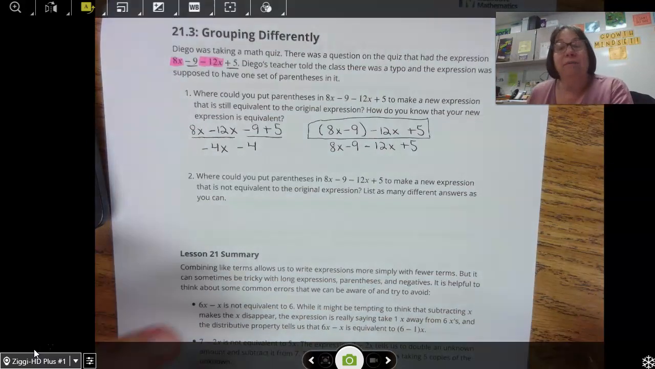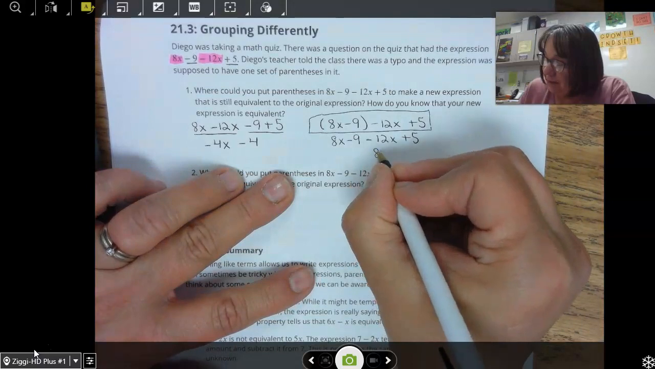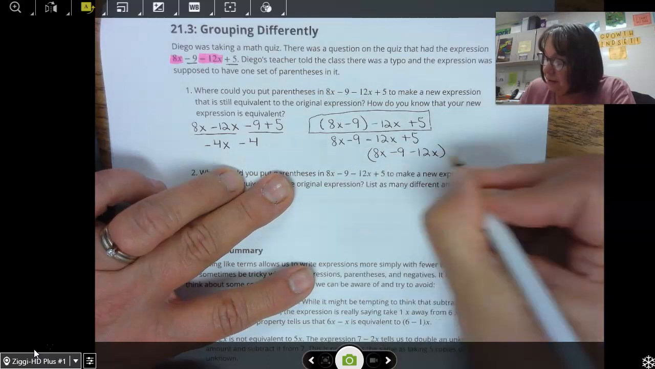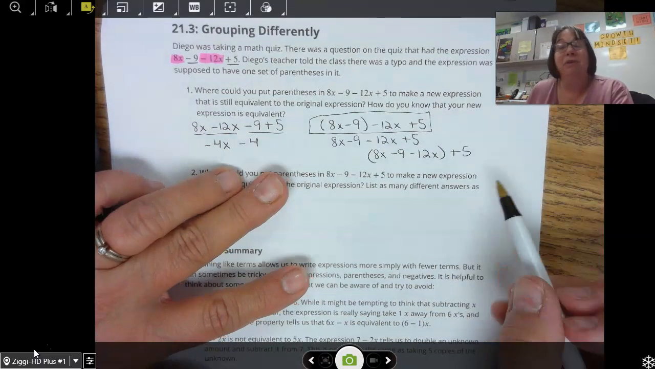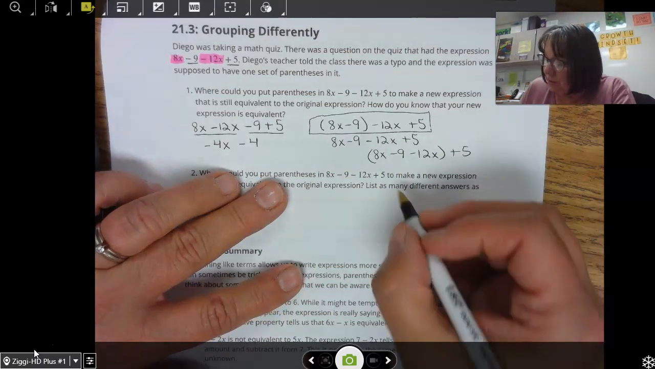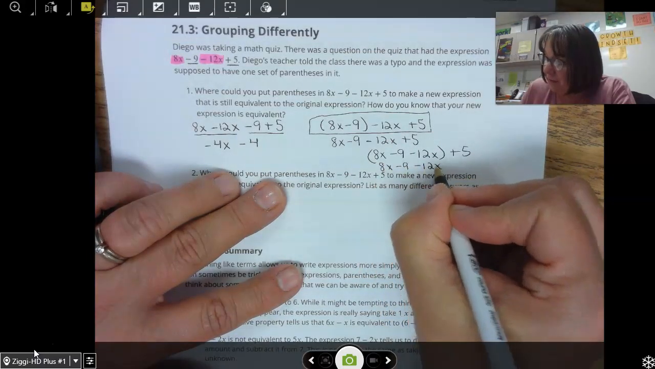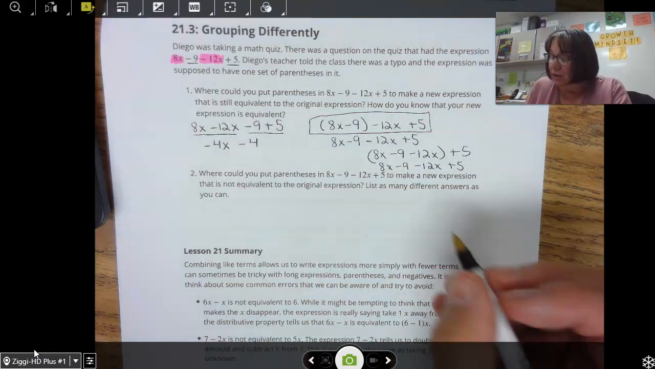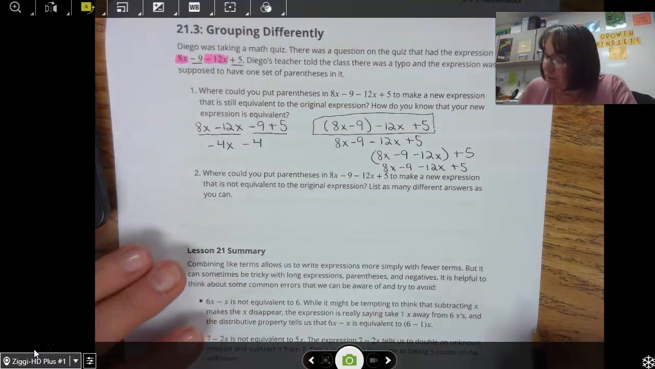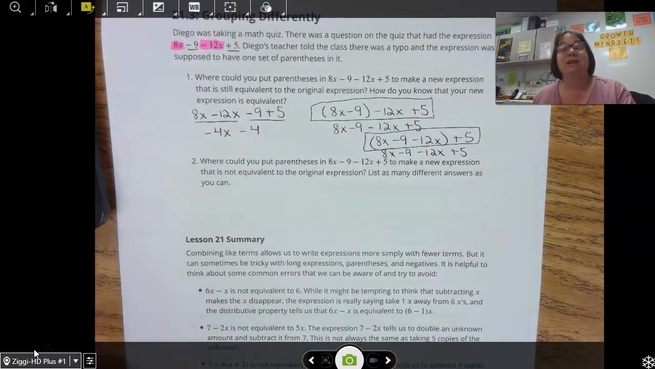You could have also included all 3 terms. You could have done 8x minus 9 minus 12x, all in parentheses, plus 5. And again, if I remove the parentheses, I have the same thing. Nothing is happening that's going to change those terms. So I have 8x minus 9 minus 12x plus 5 when I take the parentheses away, which is the same thing I started with.